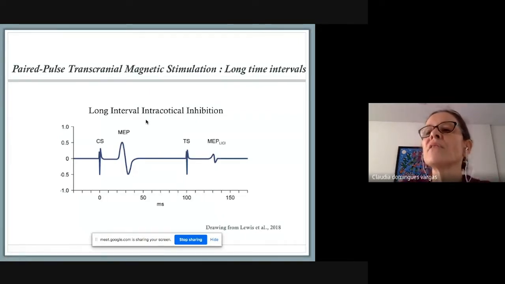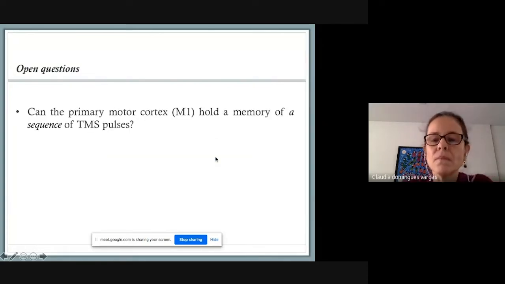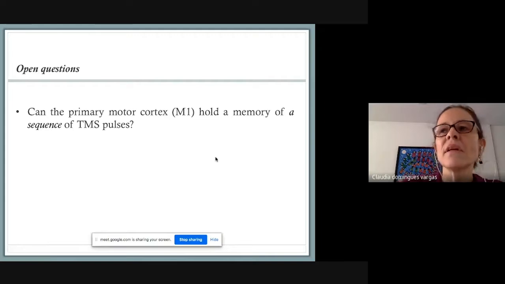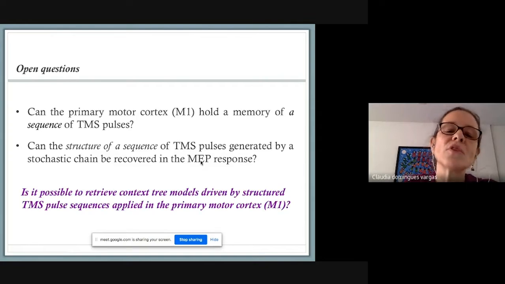Taken together, these results indicate that the system has at least one step back memory. It keeps the memory of a pulse that occurred in the past, affecting the present event that you are measuring. So there are some open questions that we want to bring here today. Can the primary motor cortex hold the memory of a sequence of TMS pulses? Can the structure of the sequence of TMS pulses generated by a stochastic chain be recovered in the MEP response? In other words, is it possible to retrieve context-free models driven by structured TMS pulse sequences applied in the primary motor cortex?